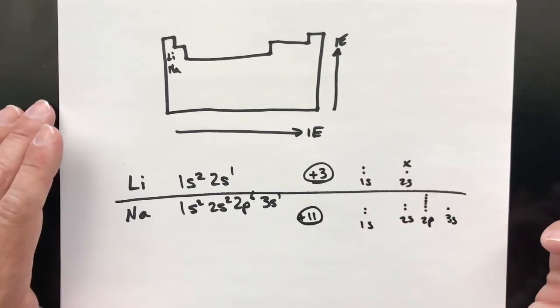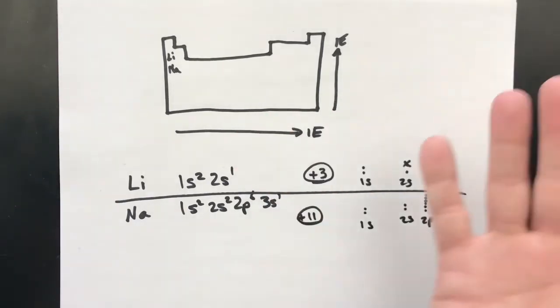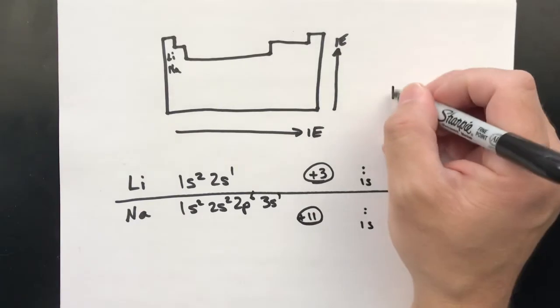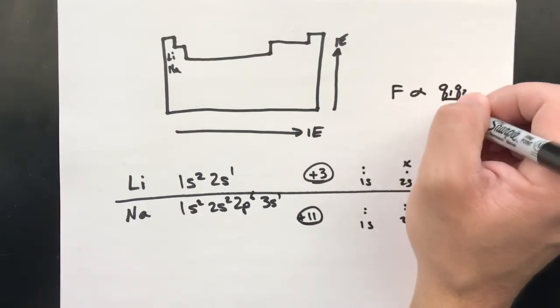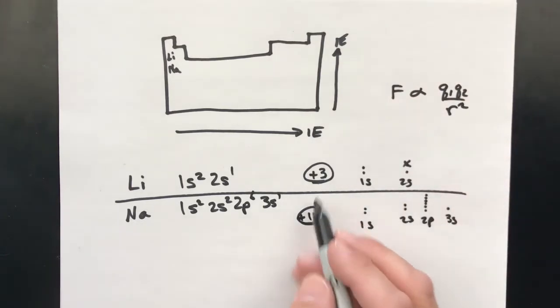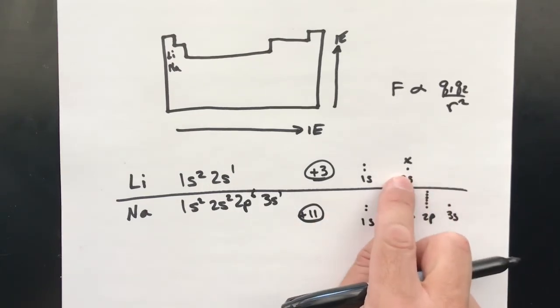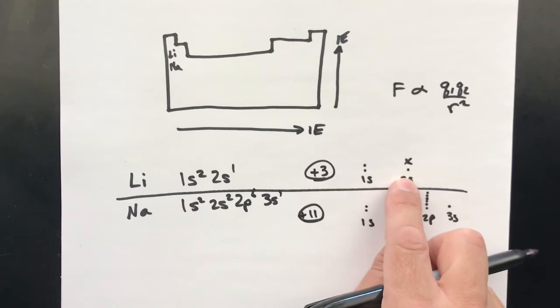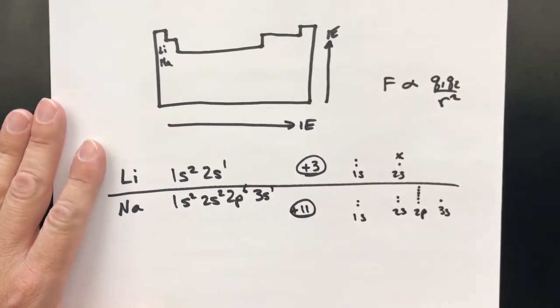So this creates a problem because we need to be able to compare charge and distance every single time in Coulomb's law. Coulomb's law says that force is proportional to the product of the charges over the square of the distances. So we need an apples to apples comparison here because we have a bigger charge in the nucleus for sodium, but a shorter distance from nucleus to an outermost electron for lithium. The way we do this is we create something we call the effective nuclear charge.